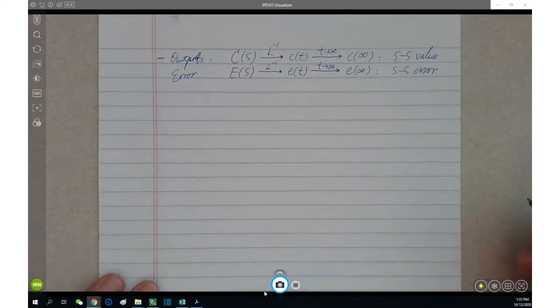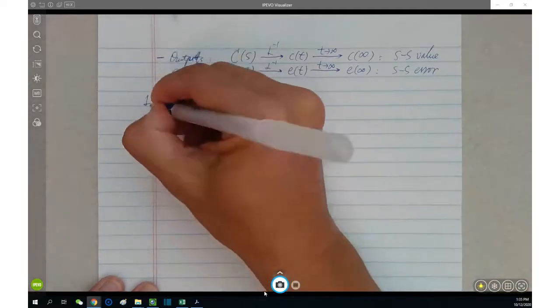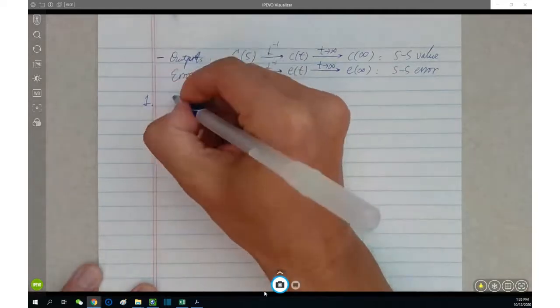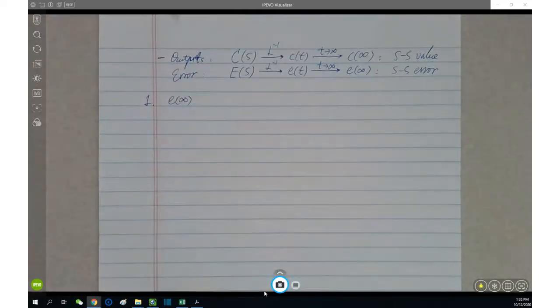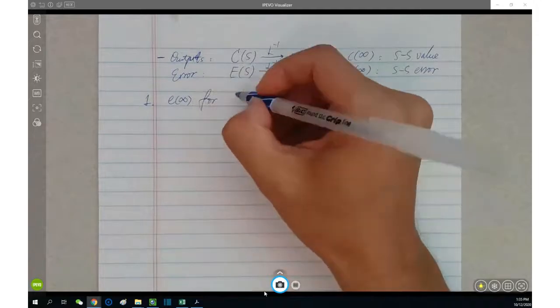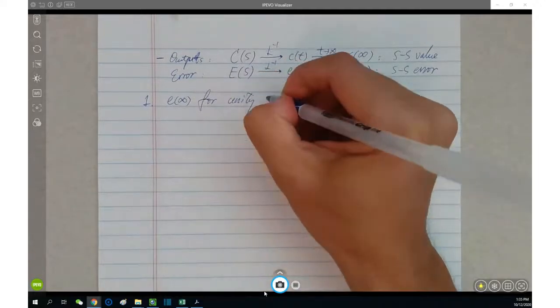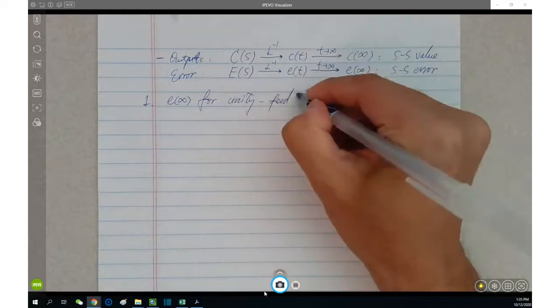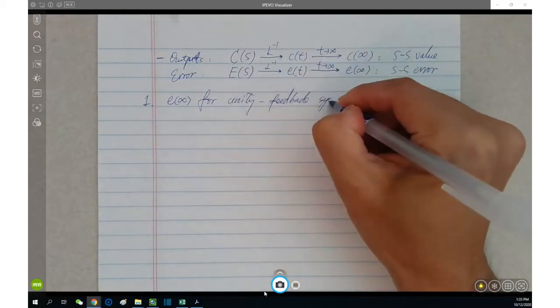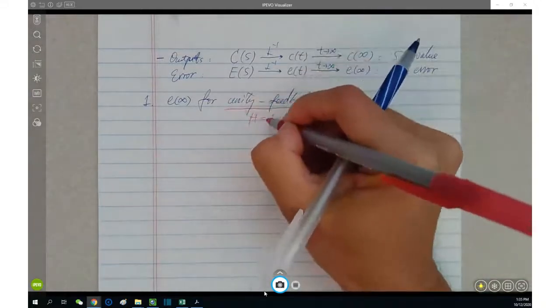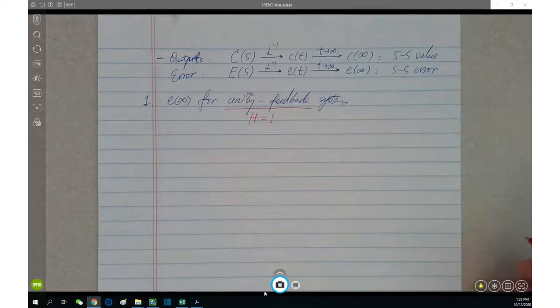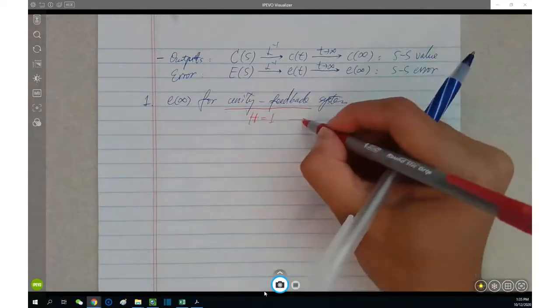Now, with all of those being said, let's start to really see how to find the values, how to find the steady state error values. First case is the so-called unity feedback system. A unity feedback system, what does it mean? H equals 1. Makes sense. H equals 1, what does it mean?